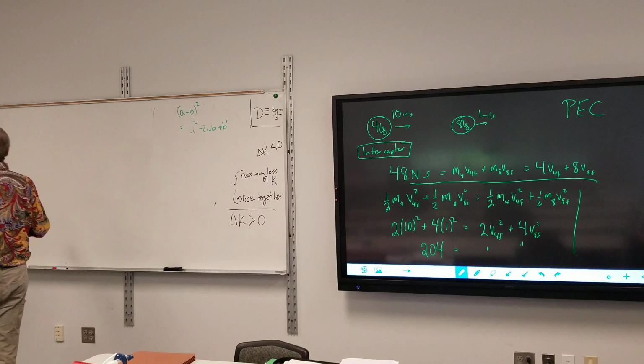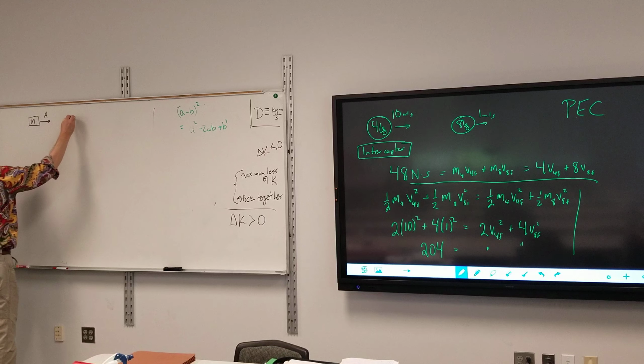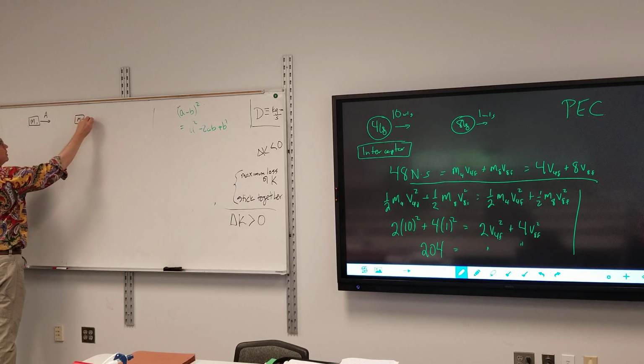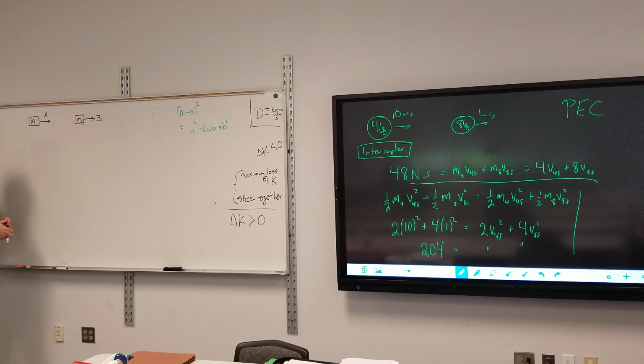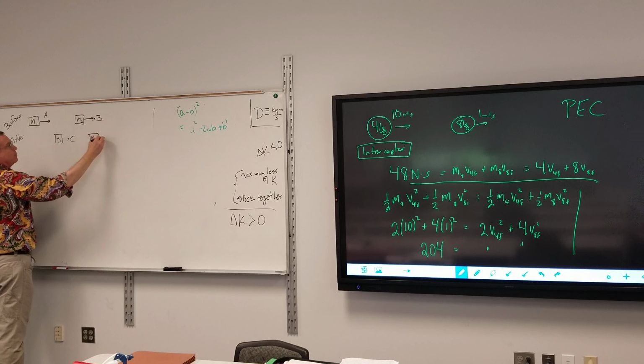I have some object M1 traveling with initial velocity A. I have some object M2 traveling with initial velocity B. They are going to collide in a perfectly elastic collision, so this is before. And then after, M1 is going to be traveling at some velocity C, and M2 is going to be traveling at some velocity D.